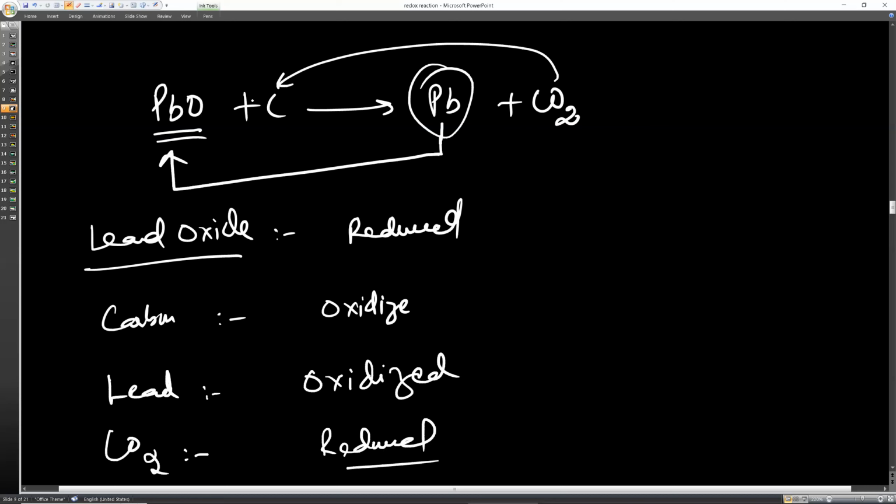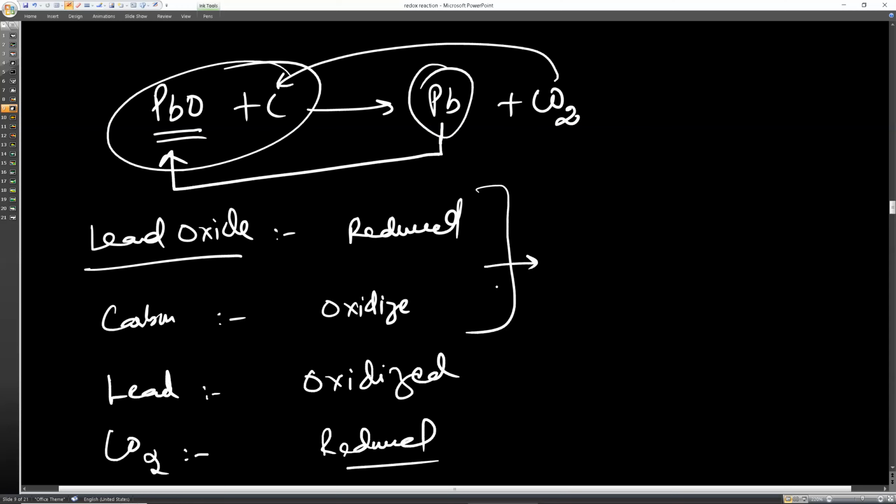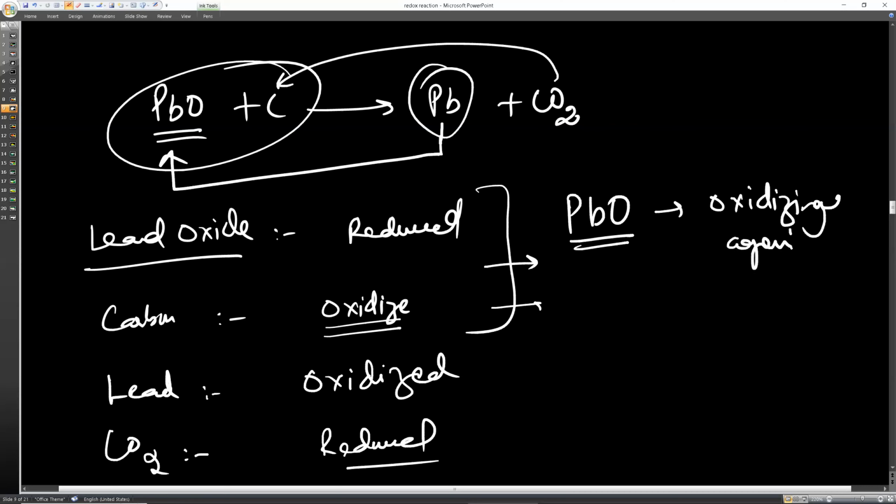On the reactant side, we can check. Only the reactant side has the oxidizing and reducing agent. So tell me, which is the oxidizing agent? PbO is the oxidizing agent only. Only check the reactant, not the product. The substance that is reduced is known as oxidizing agent. And here carbon is oxidized, so it is the reducing agent.